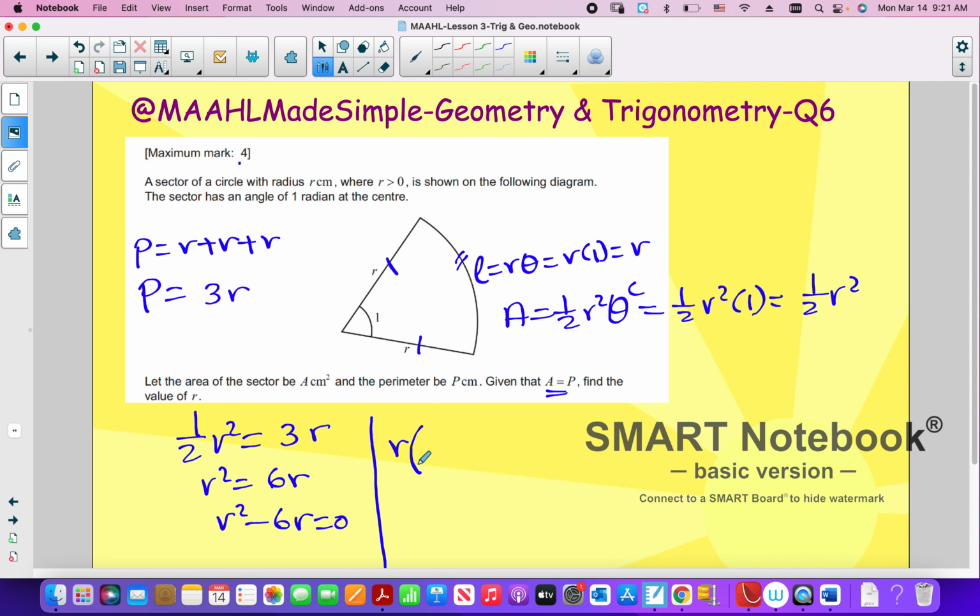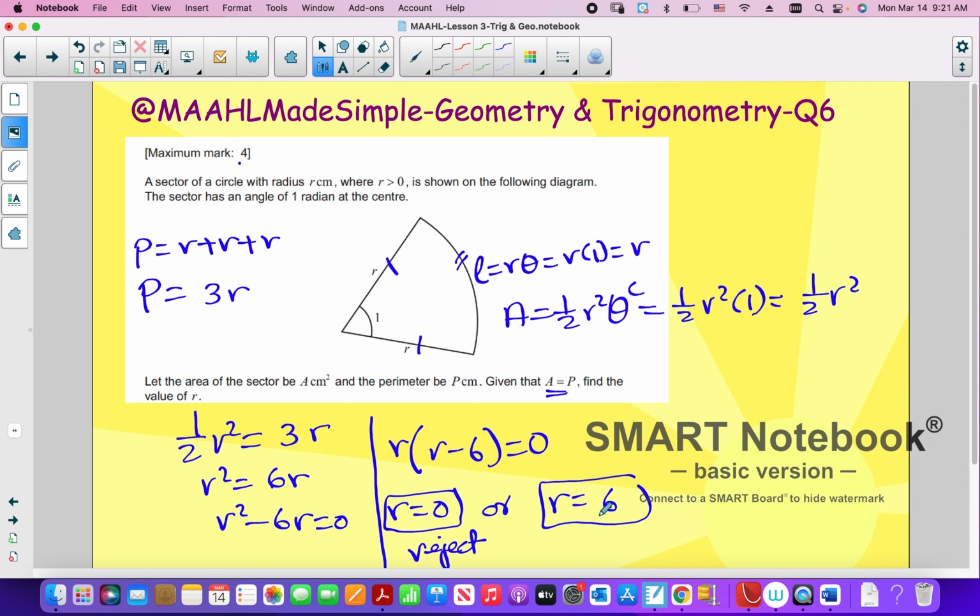Common factor R will be R times R minus 6 is equal to 0. Using the null factor law, R is equal to 0 or R is equal to 6. And R equals 0 is rejected since R is greater than 0. Therefore, the answer is R is equal to 6 units. They did not tell us what the unit is. No, it's centimeters, so 6 centimeters. Okay, that is question 6.